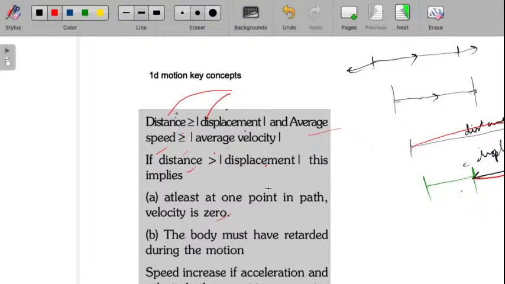The body must have retarded during the motion. Yes, that is true. The body must have retarded because the object has moved in one direction and its velocity has become zero from a non-zero value. That means there should be a retardation. This is true. Speed increases if acceleration and velocity both are positive or negative.